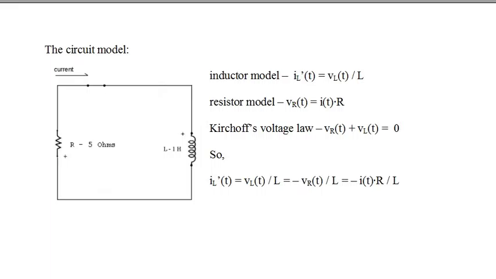And from the resistor model, i.e. Ohm's law, the resistor voltage is the current times R. So the inductor voltage equals the negative of the resistor voltage and hence equals the negative of the current times R. Thus, the rate of change of inductor current equals the negative of the resistor voltage divided by L, which equals the negative of the current times R divided by L.